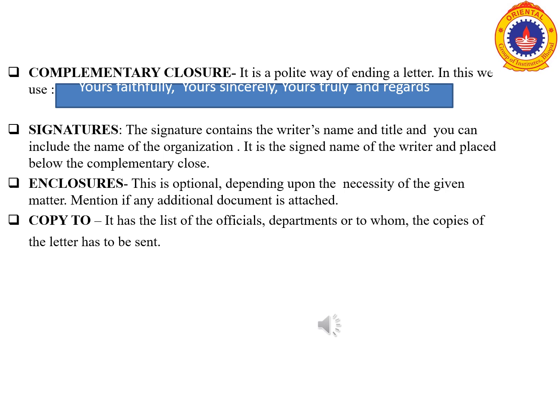Next comes the enclosures. This is also an optional feature which can be used according to the necessity of the given matter. If any additional document is attached with the letter, then you have to mention that in the enclosures. Then the next feature, that is copy to. We usually see in the letter copy to. So what is that? It contains the list of the officials, departments or persons to whom the copies of the letter have to be sent.